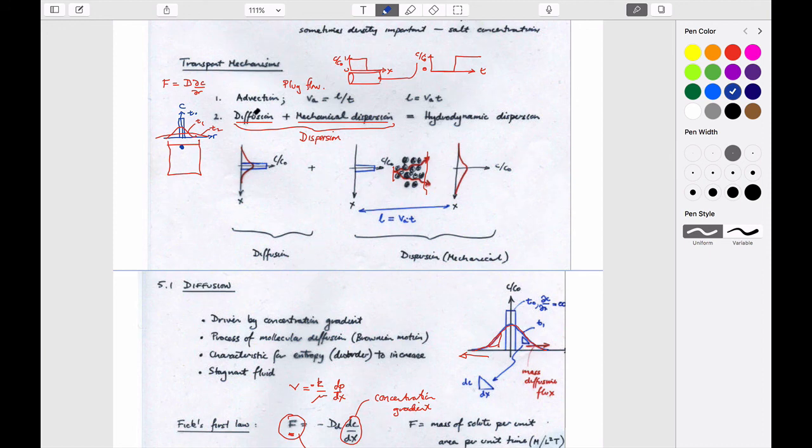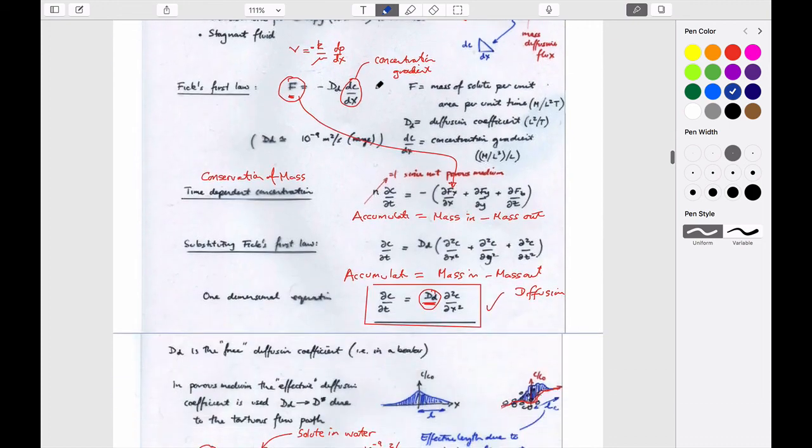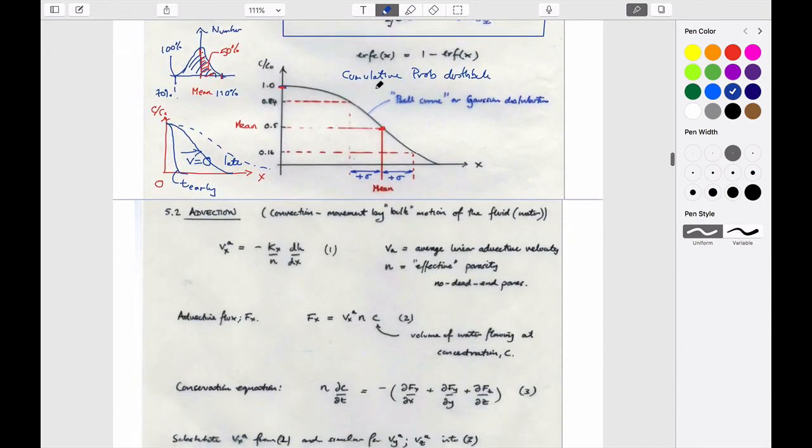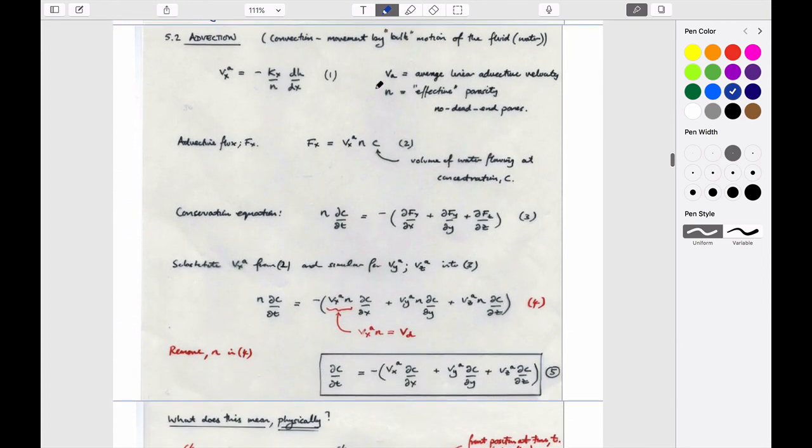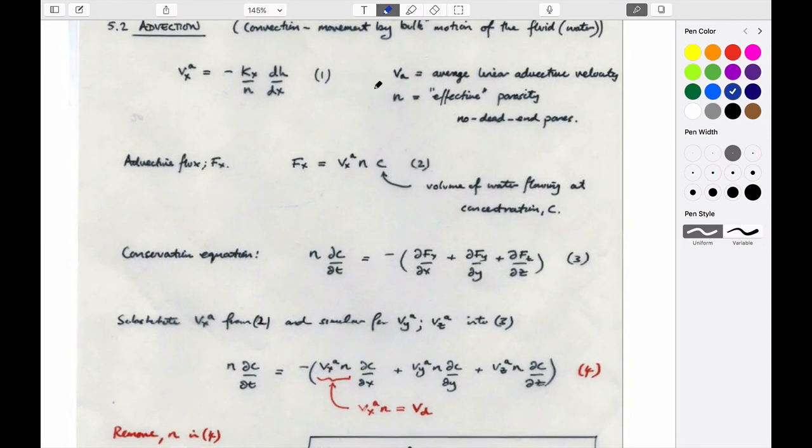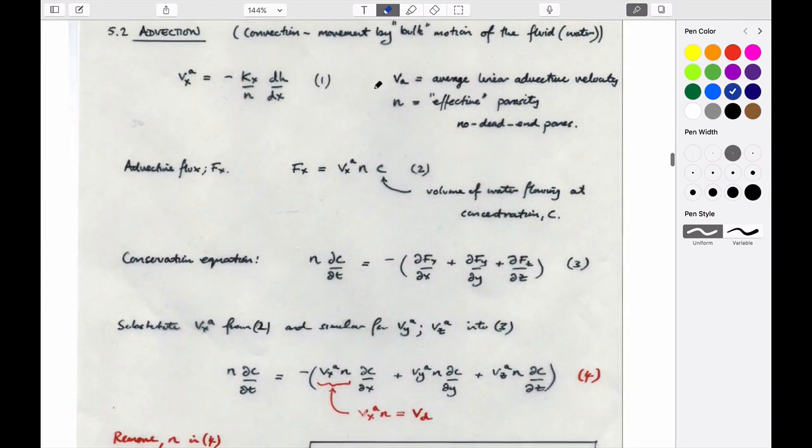So we made the case that diffusion is one of the transport mechanisms. The second one that we've talked about, that gives us this plug flow, is advection. And so I think that's what we look at now. Yes, indeed. We can apply exactly the same concepts to this.